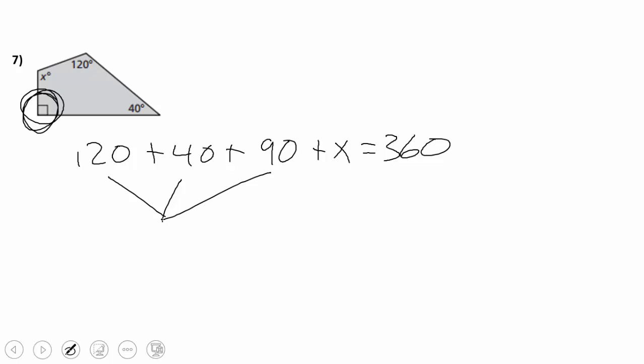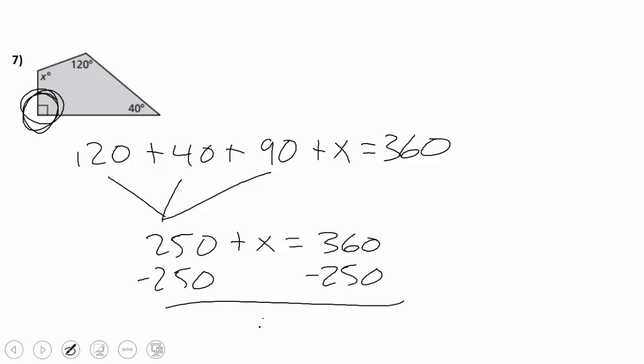Combining our like terms, we have 250 plus x is equal to 360. And then when I subtract the 250, I find that our angle that we don't know is equal to 110 degrees. Okay? 110 degrees. That would make sense.